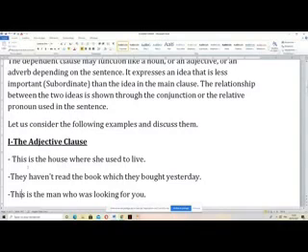Okay, and these nouns are referred to as antecedents, referents, or modified words. The modified word of an adjective clause is a noun or a pronoun. Okay, let's take these examples.